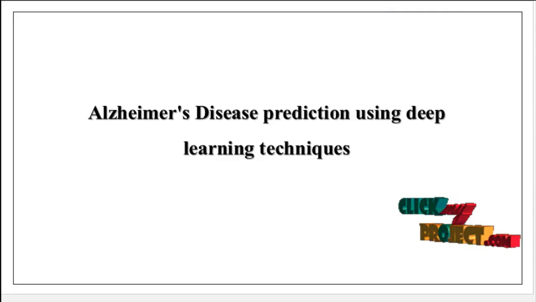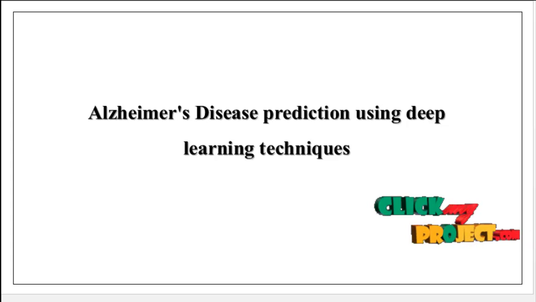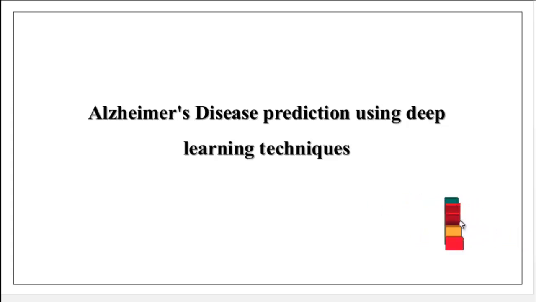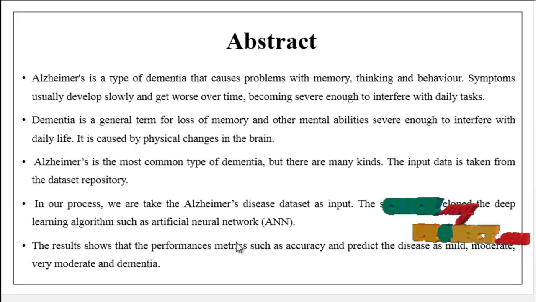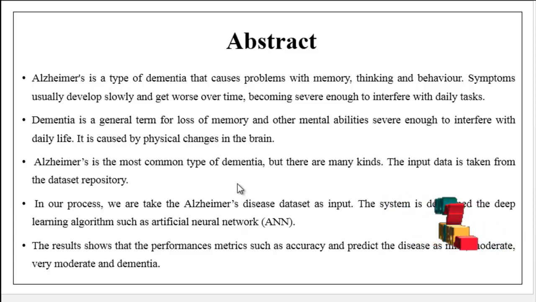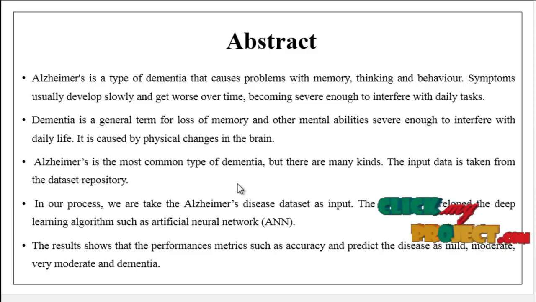The project title is Alzheimer's disease prediction using deep learning techniques. Now we are going to see the overview of our process. The main objective of our project is to classify or predict Alzheimer's disease based on our input images by using ANN.